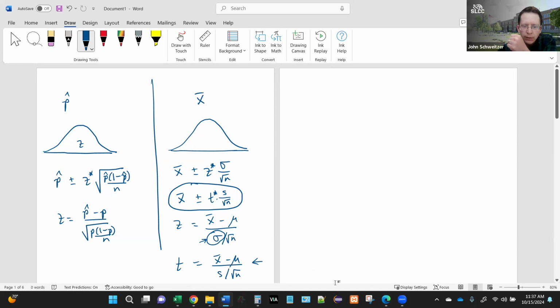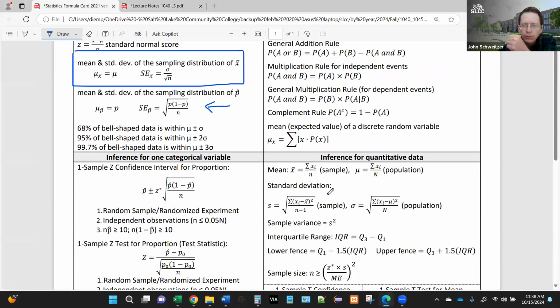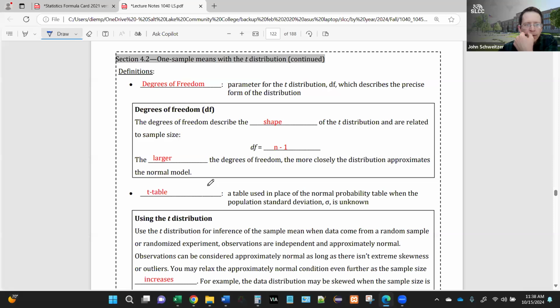So the formula is here on the formula card. It's the one sample t confidence interval for the mean. It's a point estimate plus or minus a margin of error, so there's much here that's similar to chapter 3. Let's talk about that t distribution.